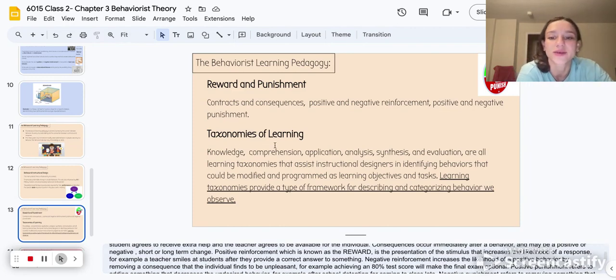Okay, so the taxonomies of learning: knowledge, comprehension, application, analysis, synthesis, and evaluation are all learning taxonomies that assist instructional designers in identifying behaviors that could be modified and programmed as learning objectives and tasks. Learning taxonomies provide a type of framework for describing and categorizing behavior we observe.